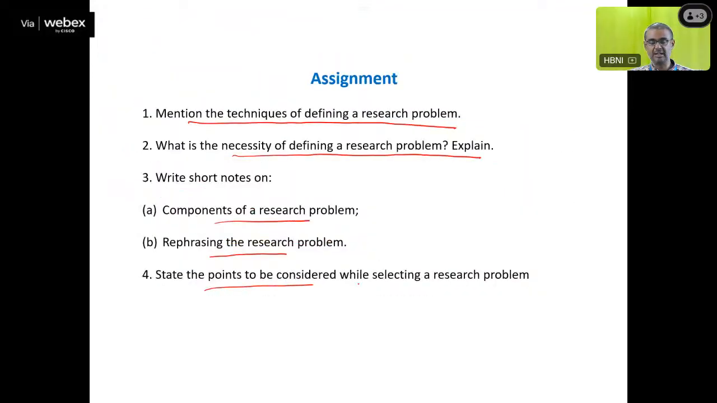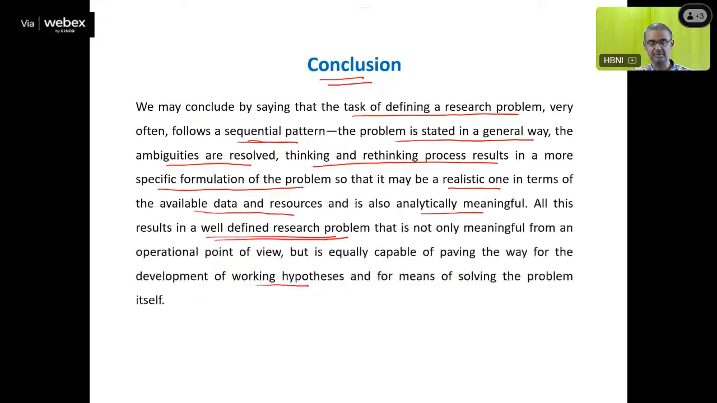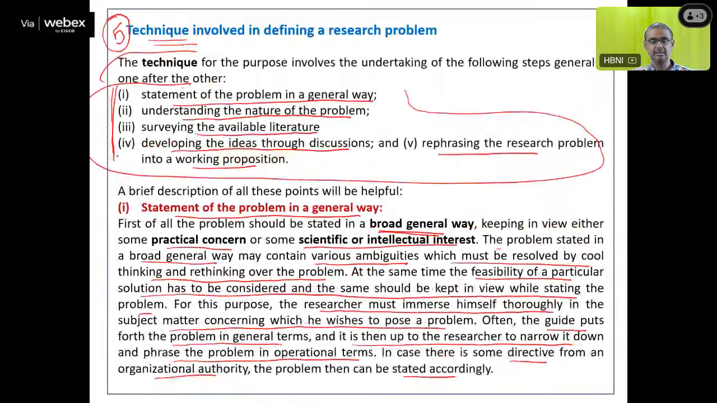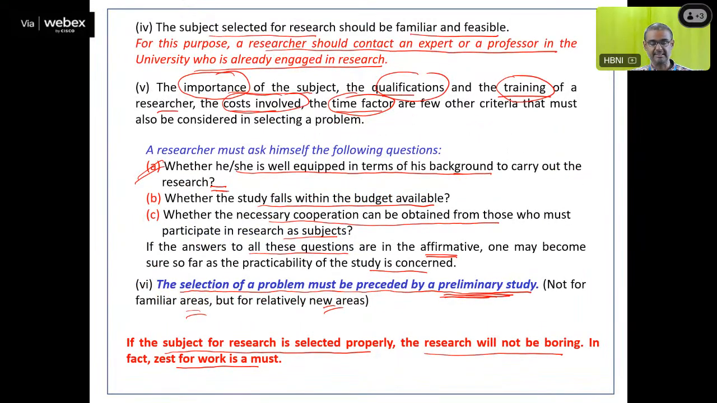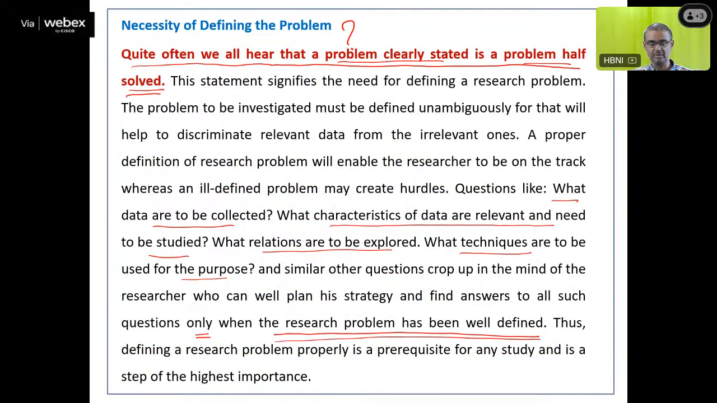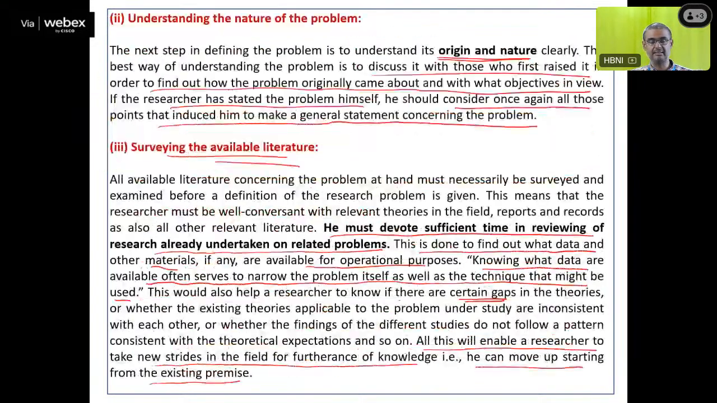State the points to be considered while selecting a research problem. This also we did here. The following points are to be considered by a researcher in selecting a research problem or a subject for research: 1, 2, 3, 4, 5, and 6. 6 points. Just point-wise, don't write in an extended manner.